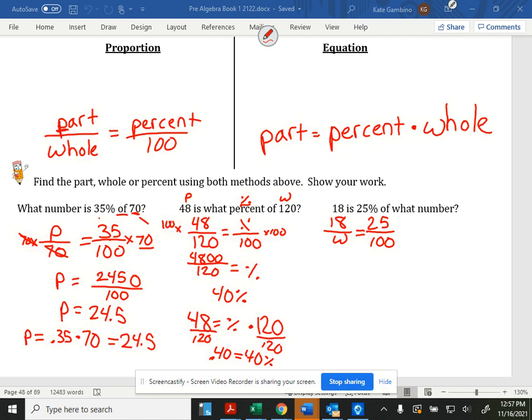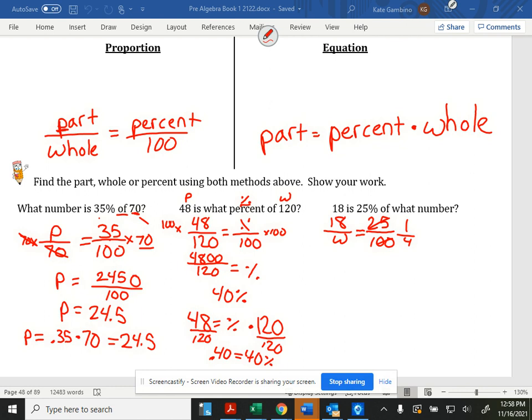So I'm going to multiply 18. Is that going to get W alone? Doesn't. Maddie? Multiply 18 by 4. Wait, no. I can simplify this. 25 hundredths is the same as 1/4. So that gives us easier numbers to work with. Colin? Divide by W. Mhm. But we don't know what W is.